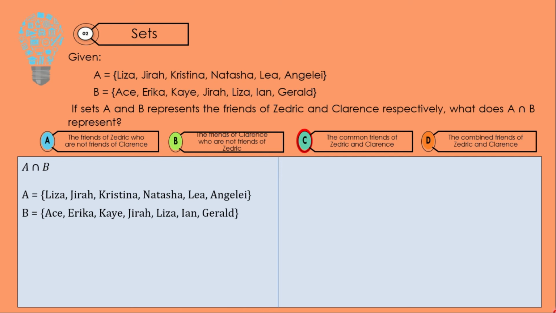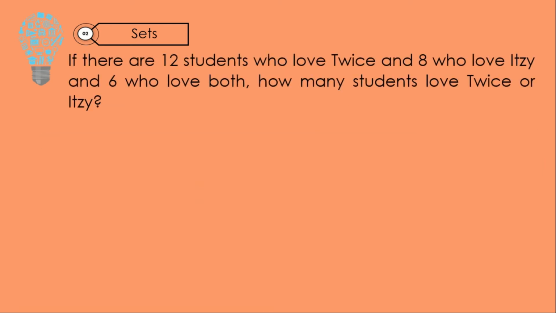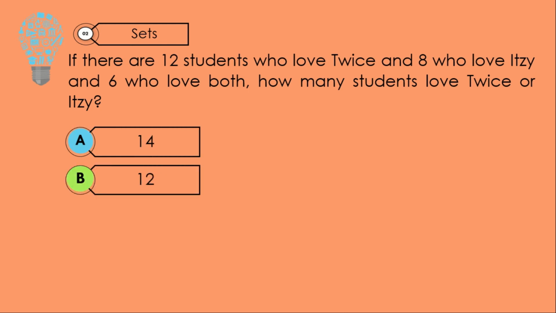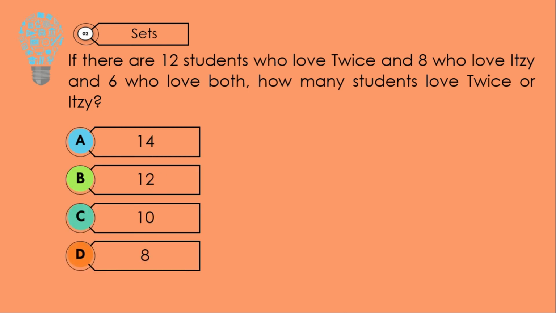Now let's move on to our second problem. If there are 12 students who love Twice, 8 who love EC, and 6 who love both, how many students love Twice or EC? A, 14; B, 12; C, 10; D, 8.